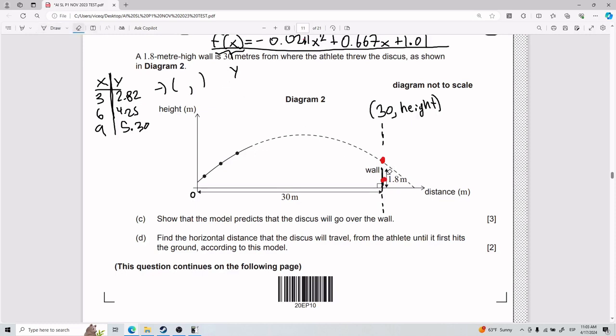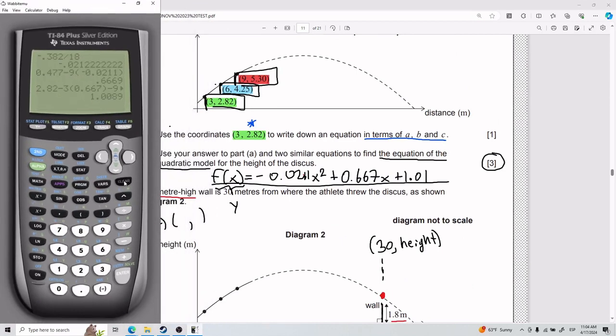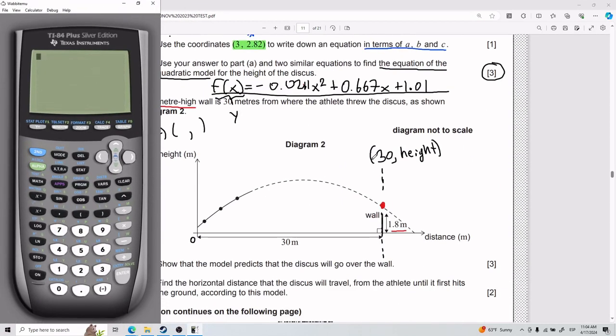Pretty straightforward, not that complicated. Identify that you need to plug in 30 for x and compare it to the 1.8 meters of height, all right? So if our y value is bigger than 1.8, it's going to fly right over. If it's lower than 1.8, it's going to hit the wall. If it's at 1.8, it's going to hit the wall at the very top, okay? So go ahead, take your calculator, and we're going to be plugging 30 for x, okay?